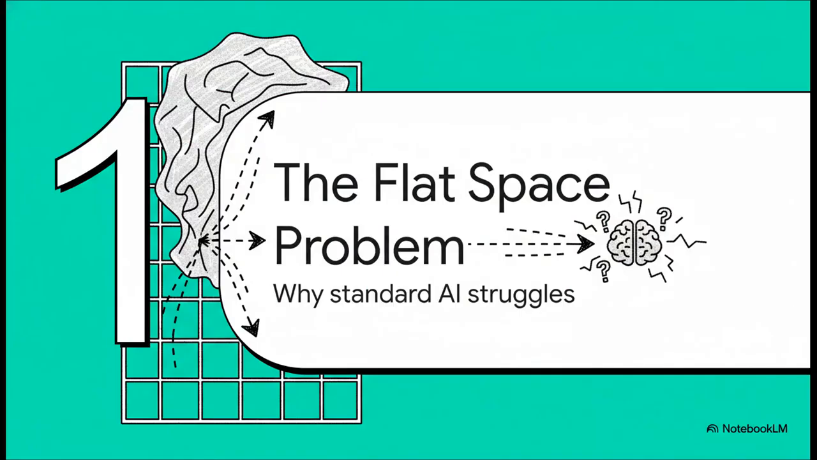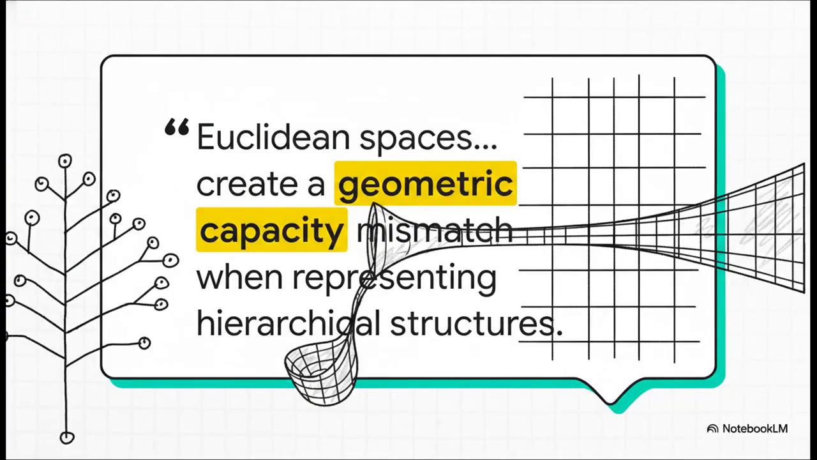So let's give this a name because it's a really big deal. We're calling it the flat space problem. And at its core, it's a fundamental mismatch between the actual shape of our data and the rigid, flat world we've been trying to force it into. The researchers behind this paper just nail it with this quote: "A geometric capacity mismatch." I love that phrase. It's really just a formal way of saying our tools are the wrong shape for the job. Think about it. Hierarchies grow exponentially, right? You have 2 parents, 4 grandparents, 8 great-grandparents, it explodes outwards. A flat piece of paper just can't keep up with that kind of growth.